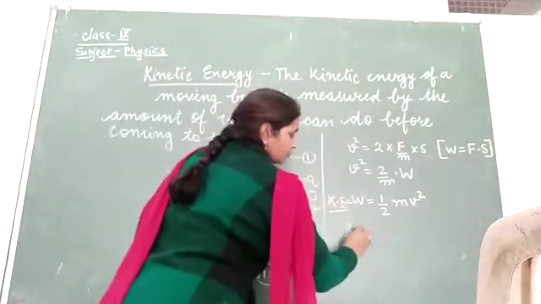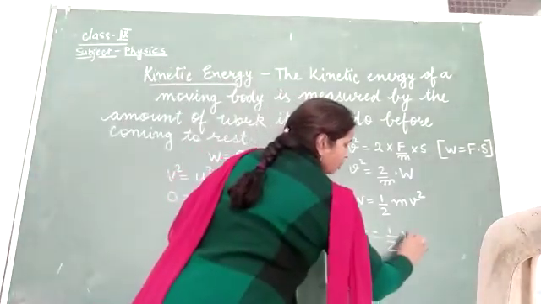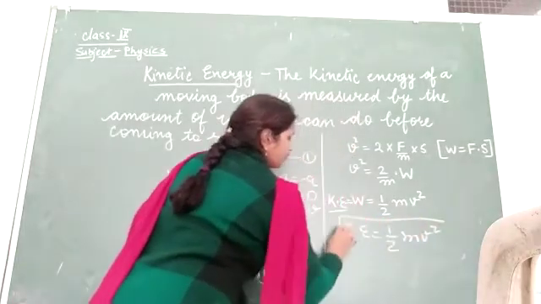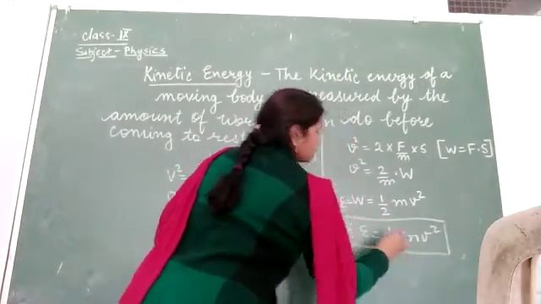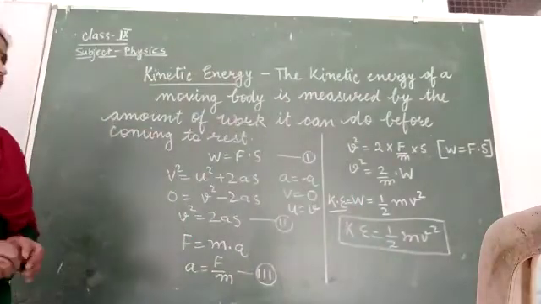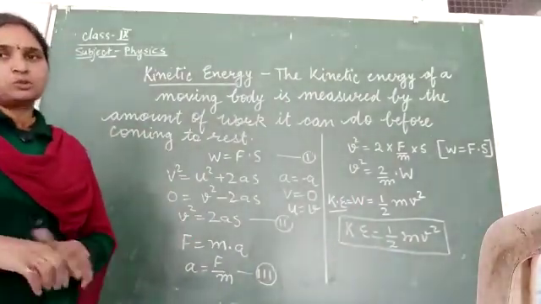So we can say this is the formula of kinetic energy, half mv square. This is the mathematical expression of kinetic energy. Kinetic energy is equal to half mv square. Thank you.